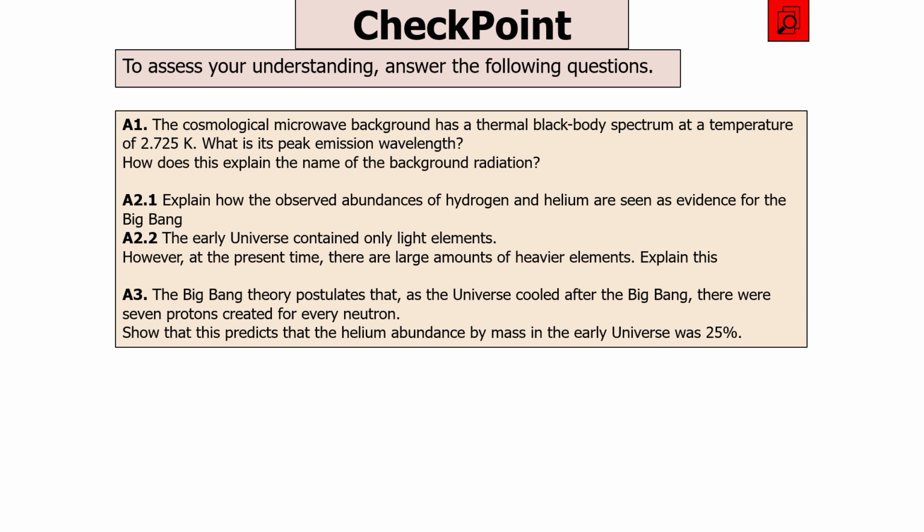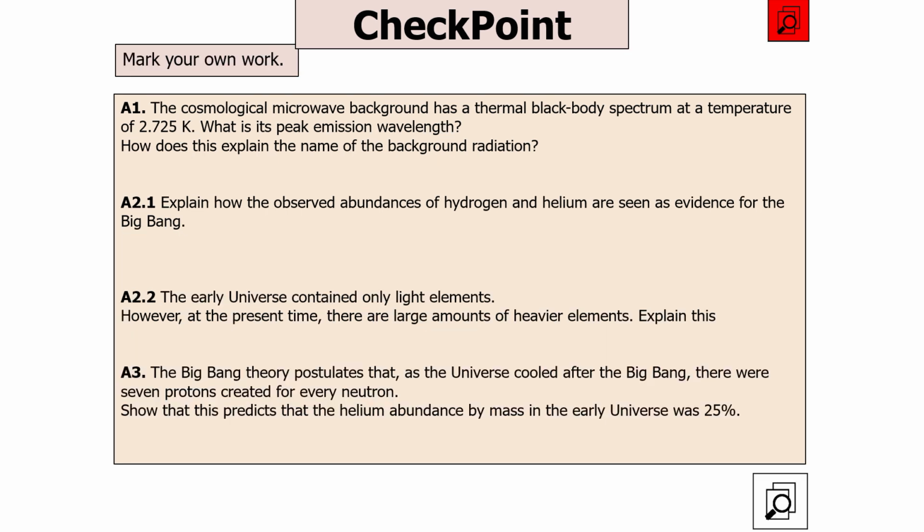Explain this. And then the Big Bang theory postulates that as the universe cooled after the Big Bang, there were 7 protons created for every neutron, so that this predicts that the helium abundance by mass in the early universe was 25%. So pause the video now, then unpause the video and you want to go through your answer.